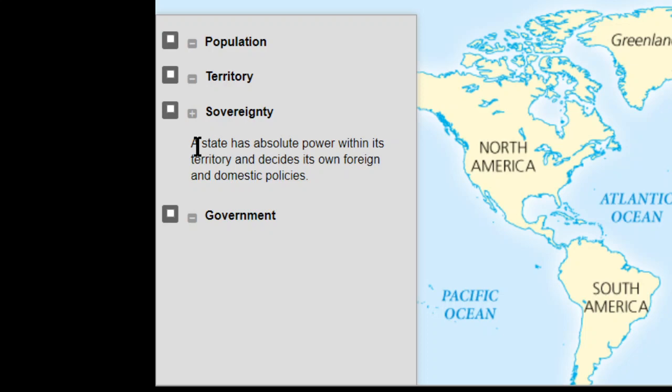But anyways, you might have sovereignty over a small part of your home that you control, but sovereignty itself is where you as a country control everything that goes on.